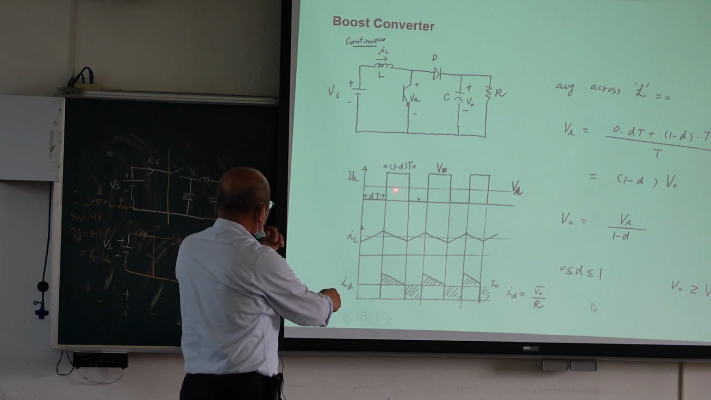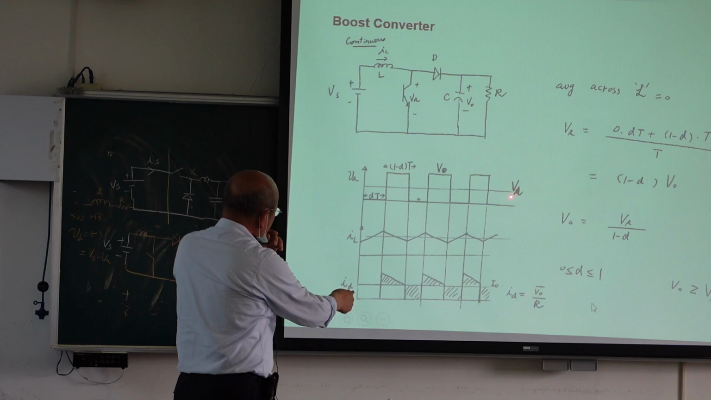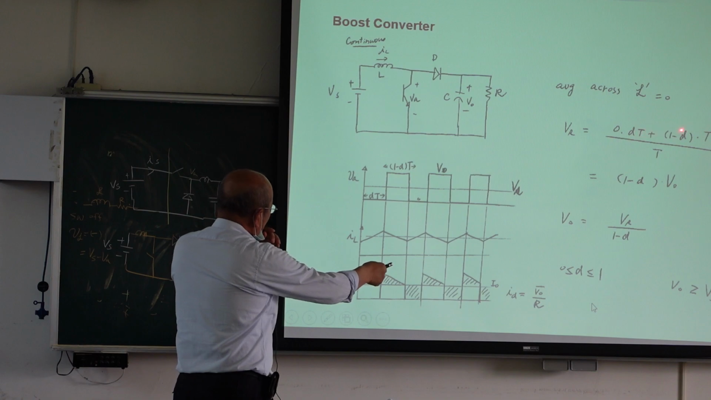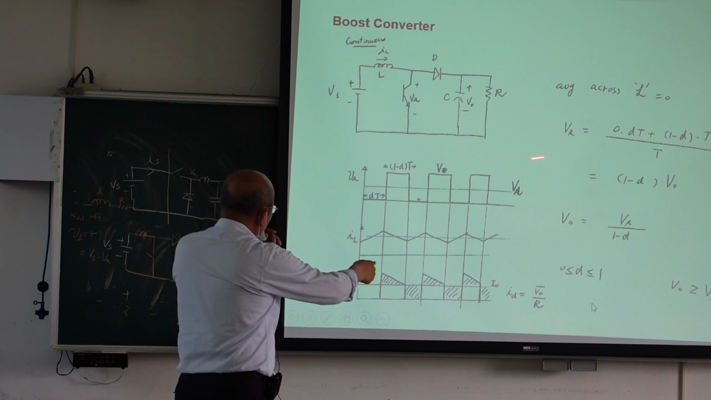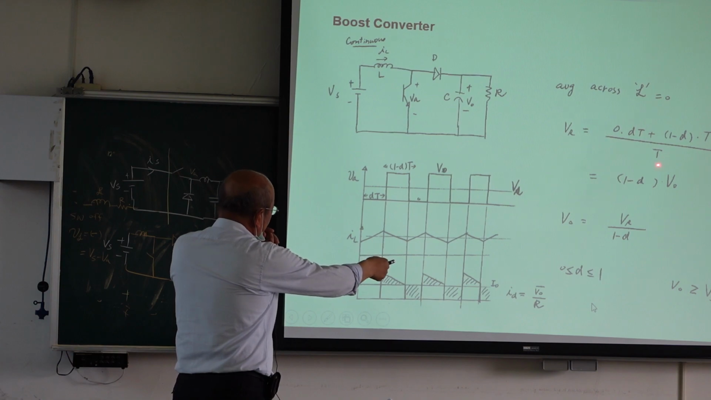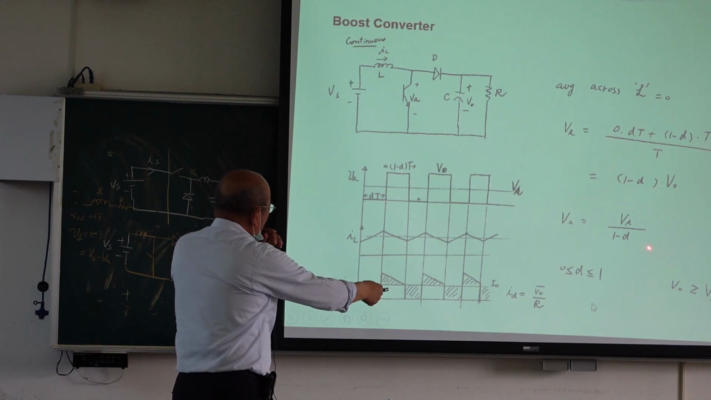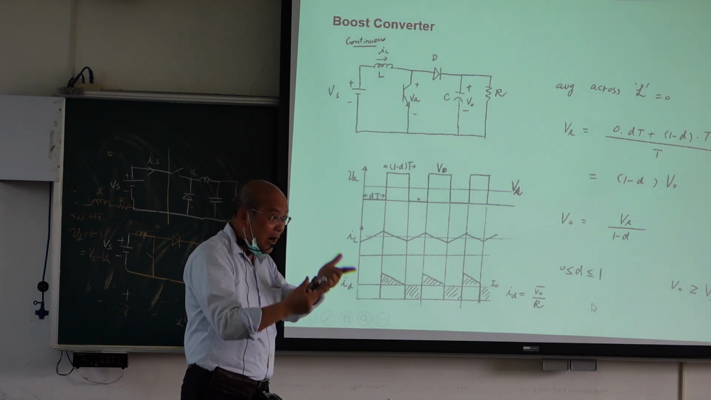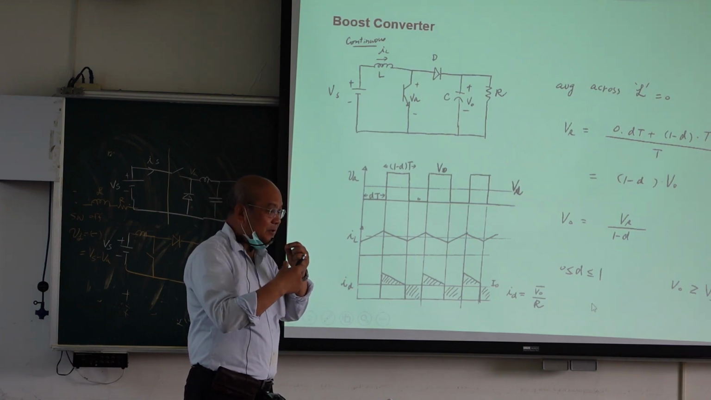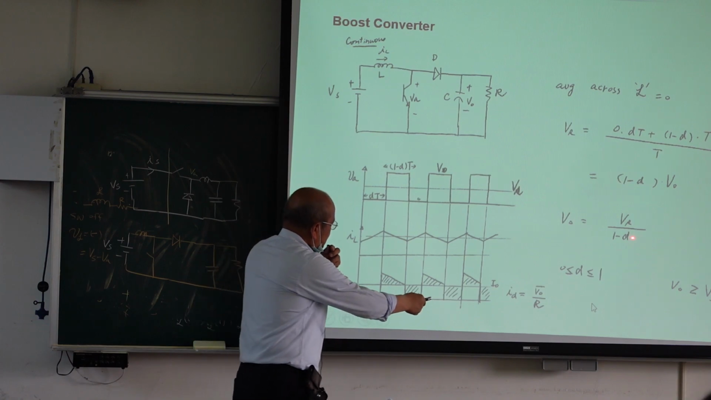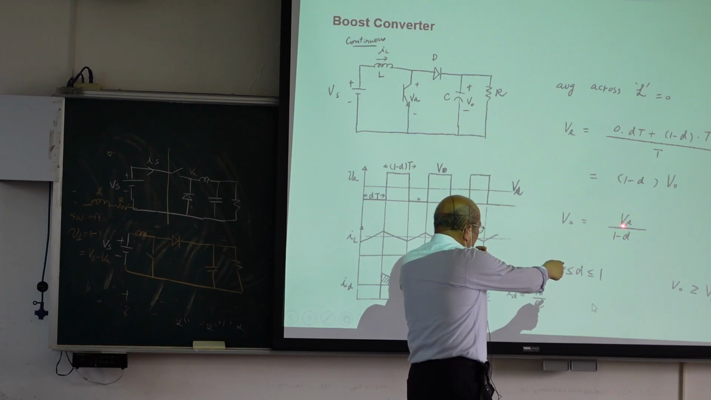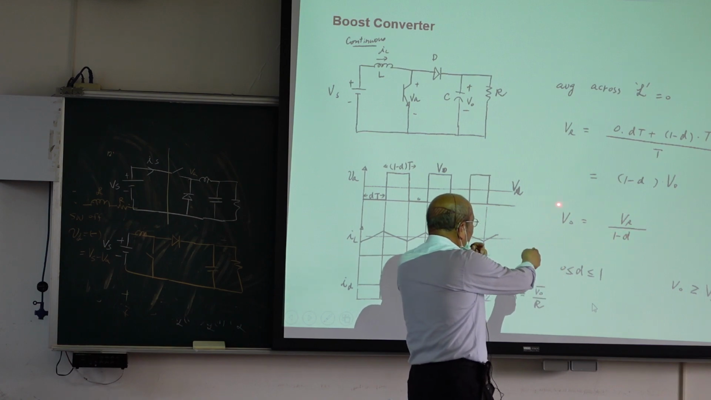So what is Vs? This one is Vs, the average of 0 times dT plus (1 minus d)T times VO, divided by T. So it is (1 minus d) VO. So VO is equal to Vs over (1 minus D). What is duty? Duty cycle cannot be over 1, right? Cannot be below 0. So it could be 0.5. 1 minus 0.5 becomes 0.5. Vs divided by 0.5 becomes 2 Vs.